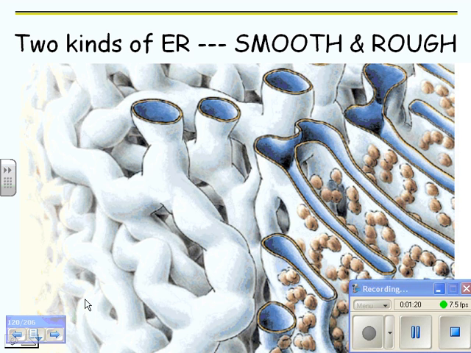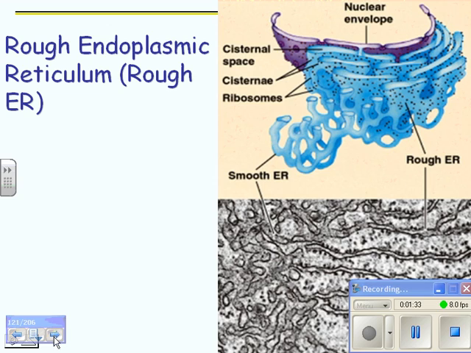So this is just an enlargement of it, showing the two kinds. The smooth one over here and the rough one is this stuff. And again, if you look at it under a microscope, the smooth one looks smooth, the rough one looks rough. So the rough endoplasmic reticulum, we'll take that first. The rough ER. That's the one with all the dots.